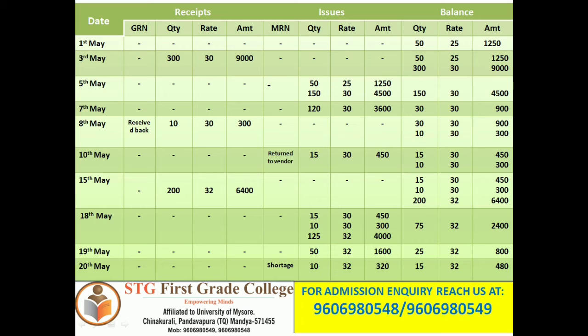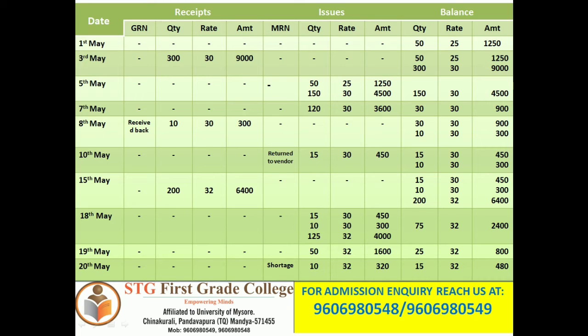So 15 units at rupees 30 each, 450 rupees. So the balance is now out of 30, 15 units has been issued. So 15 into 30, 450 rupees. Then 10 units into 30, 300 rupees. So 10 units at rupees 30, 300 rupees.